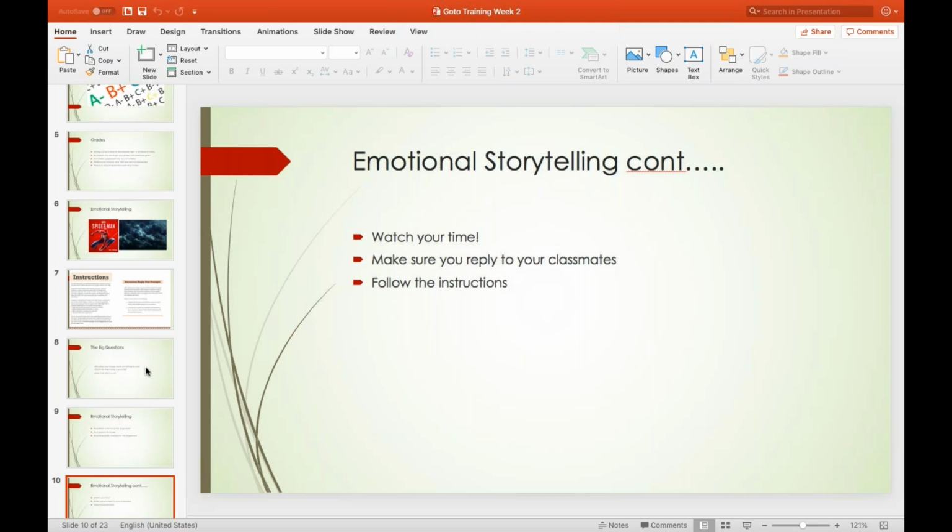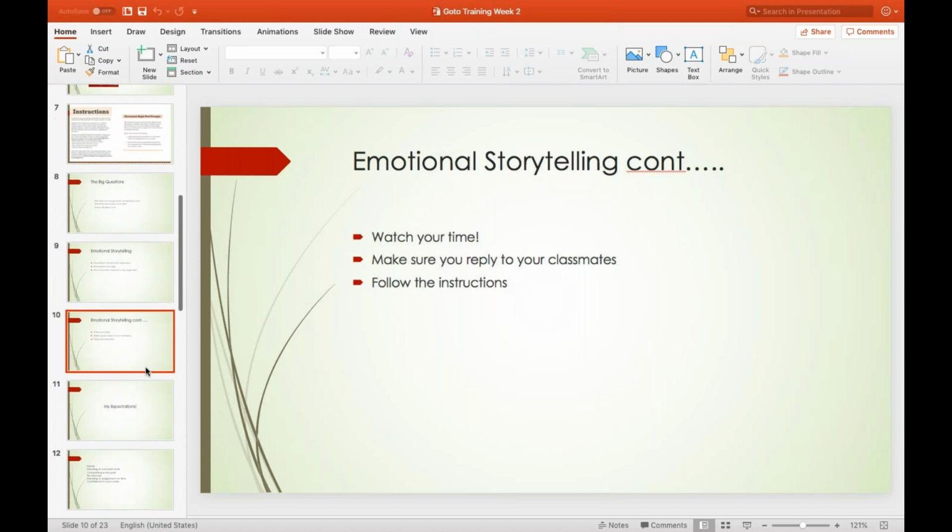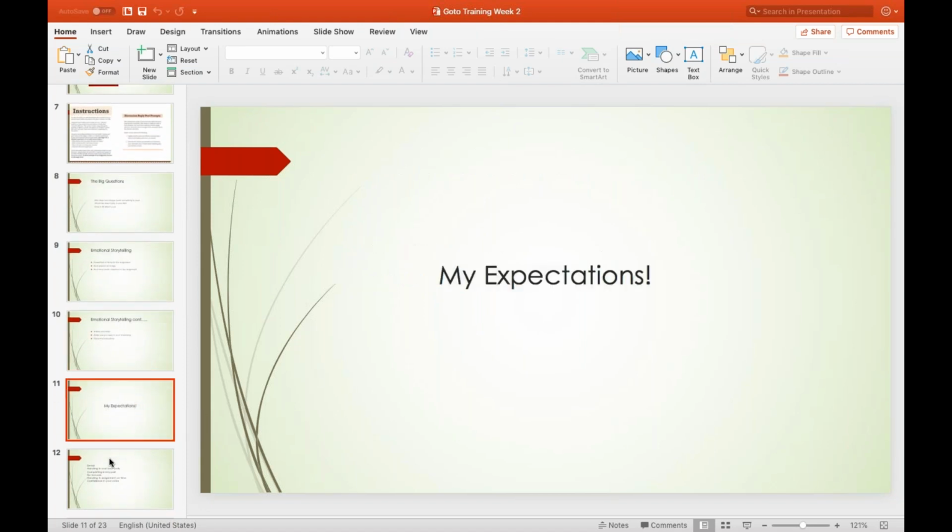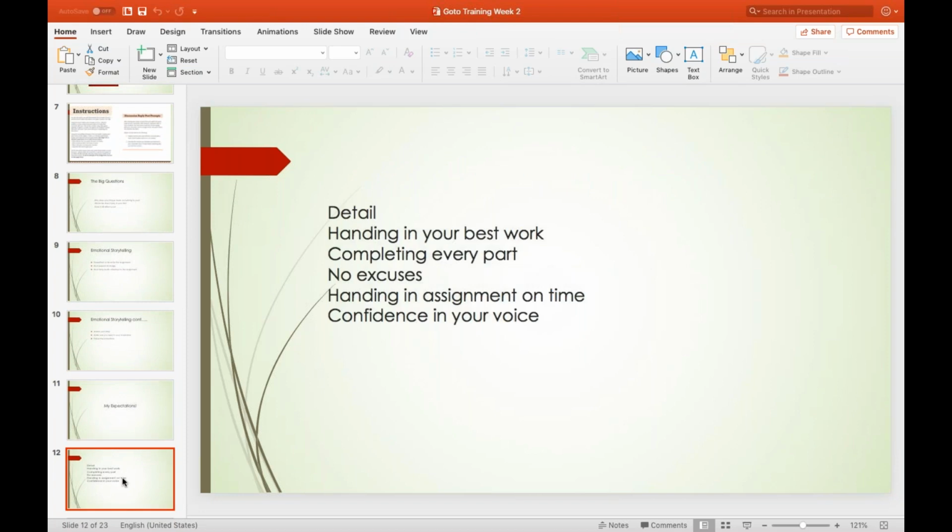You guys have the instructions. You have everything you need to handle this assignment. All right. Any questions about that? No. No. All right. And what my expectations are for you guys is to have detail, handing in your best work, completing every part of the assignment. You have the questions you need to answer, so you should be handing in your best work and completing every part of it.